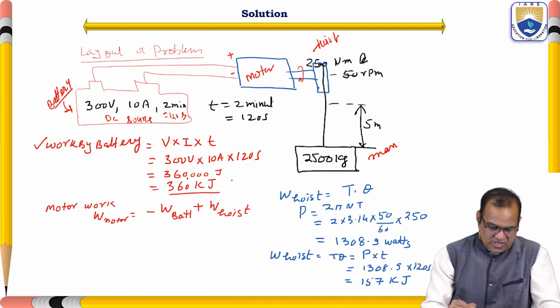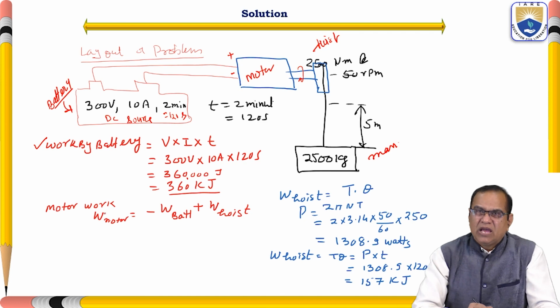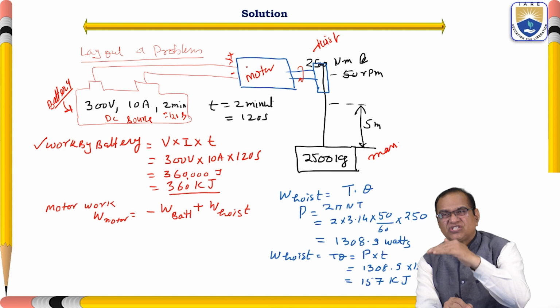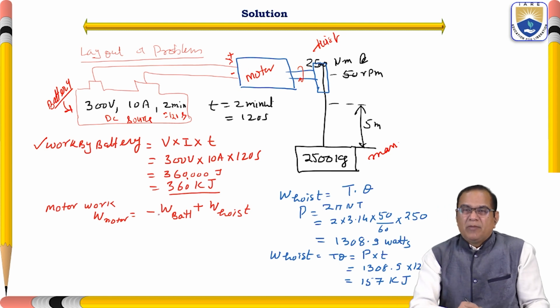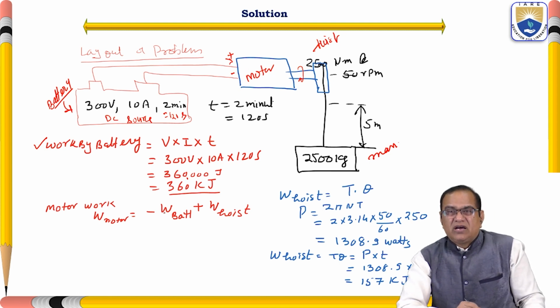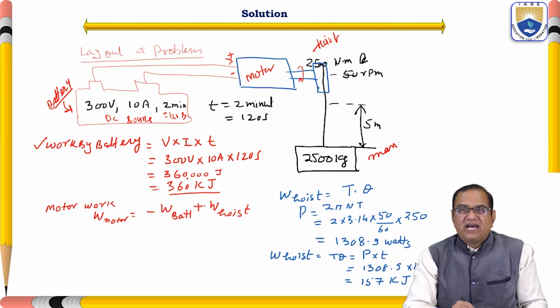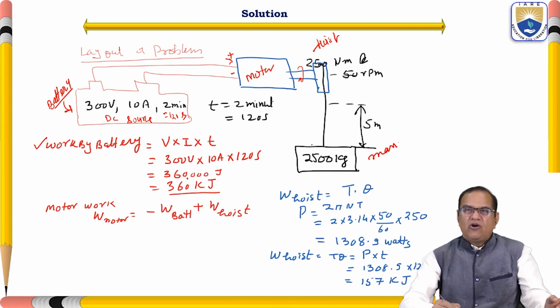Now motor work done will be what? Because the work done here for the motor, it is negative. When the work is entering any system, it is negative. So here the work given to the motor by the battery is negative, and the work by the hoist, so W hoist. So we have to find out the work by the hoist.